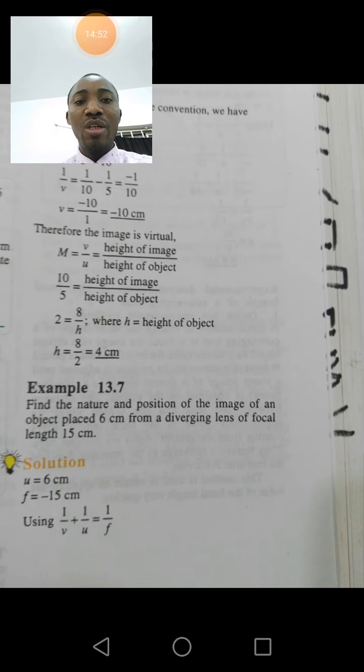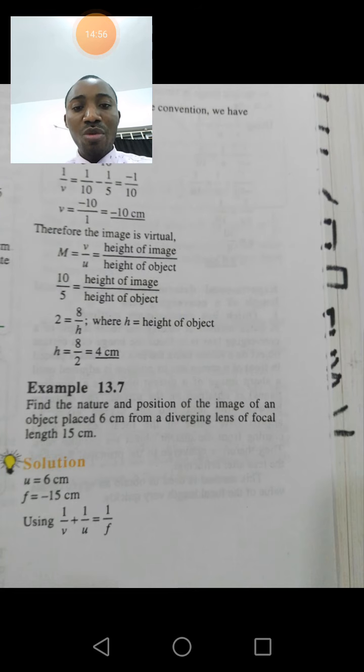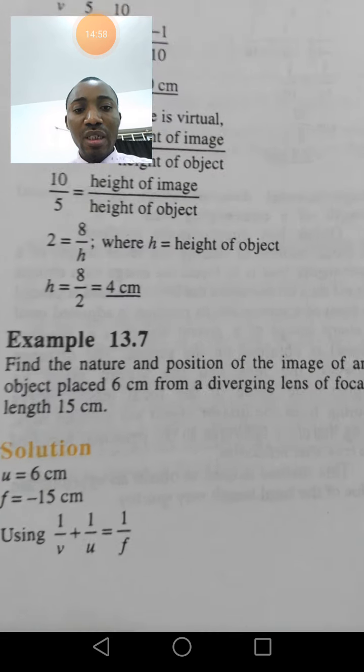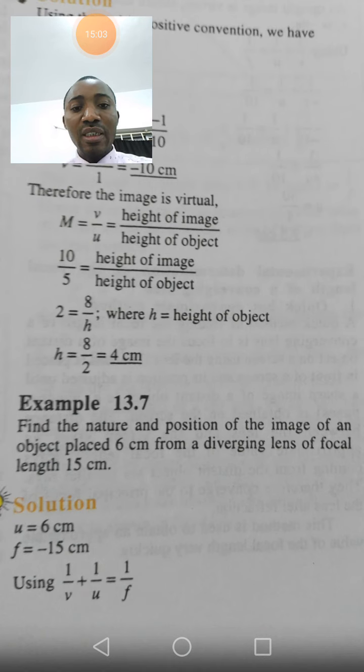I believe you are okay with that explanation. Now there's another question here. This one is saying: find the nature and position of the image of an object placed 6 cm from a diverging lens of focal length 15 cm. A diverging lens is a concave lens.